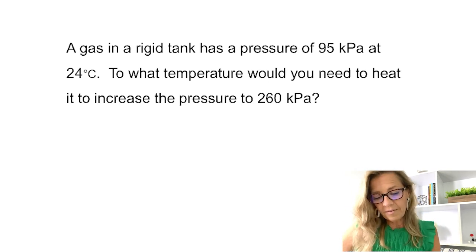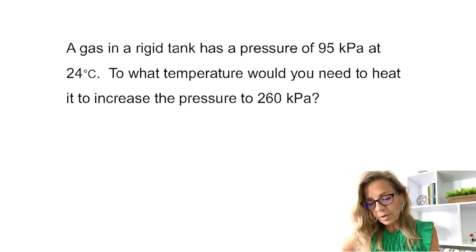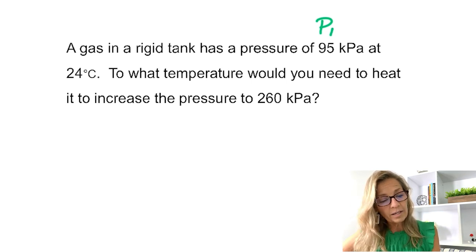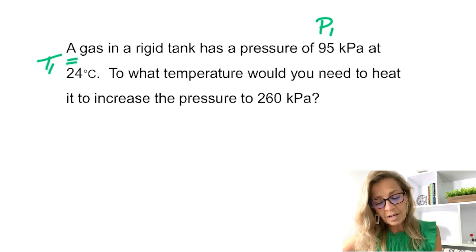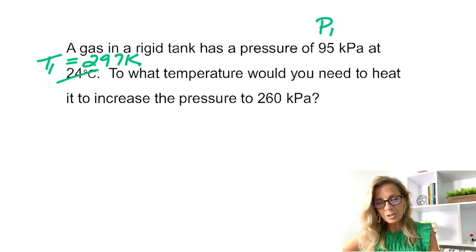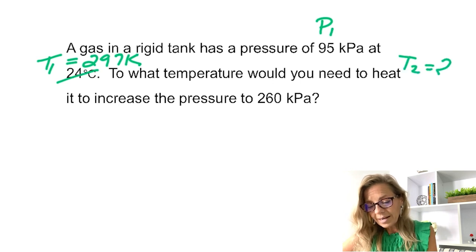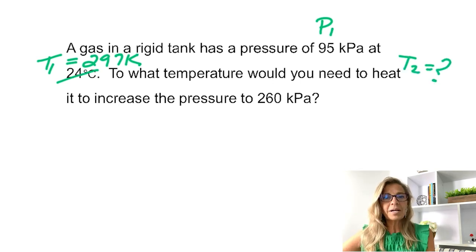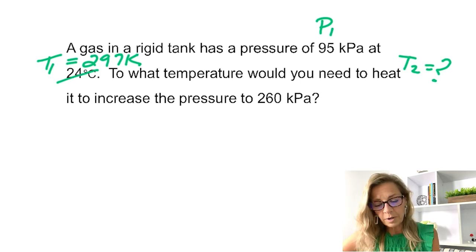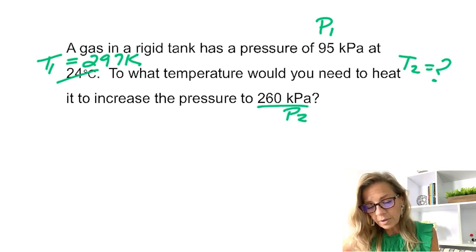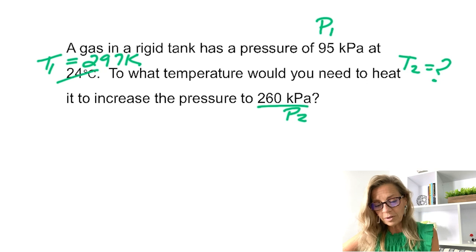So this time we have gas under a certain pressure. I'll call this P1 in kilopascals. And I've got temperature 1, but remember I want to fix that. I'll add 273 to that and get 297 Kelvin. Okay, so let's make sure we have that established. To what temperature would I heat it? In other words, what is T2? And I like to write T2 equals question mark. That shows me what variable I'm looking for. And then this is the second pressure. Now in this case, my pressure units match.